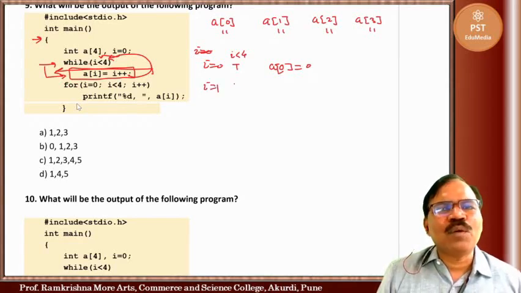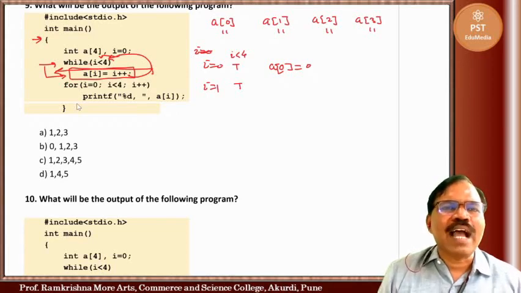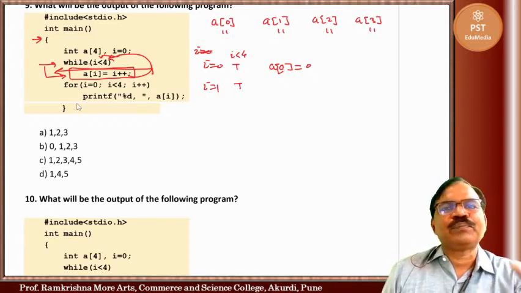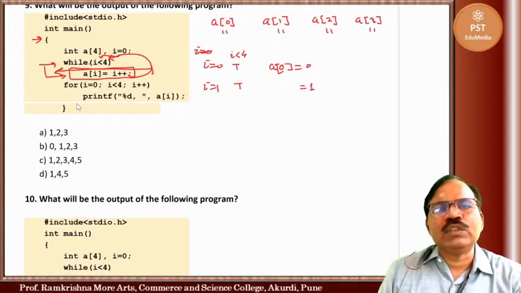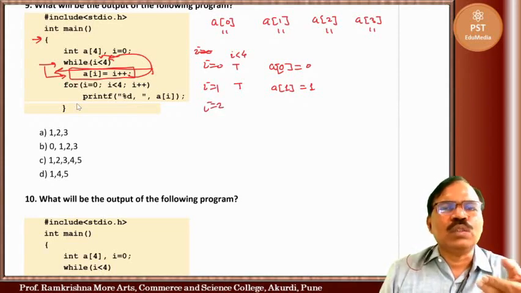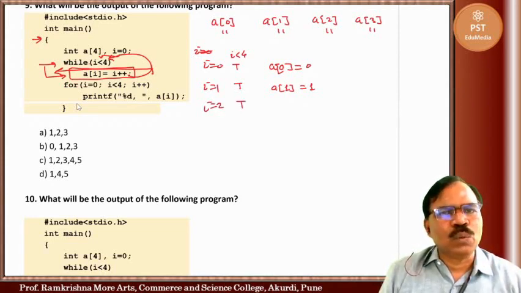i less than 4, true. So with i equal to 1 now, first i is assigned. So here i is 1. It is assigned to a[1] because i is 1. And then i is increased. So i becomes now 2. It goes back. It is true.